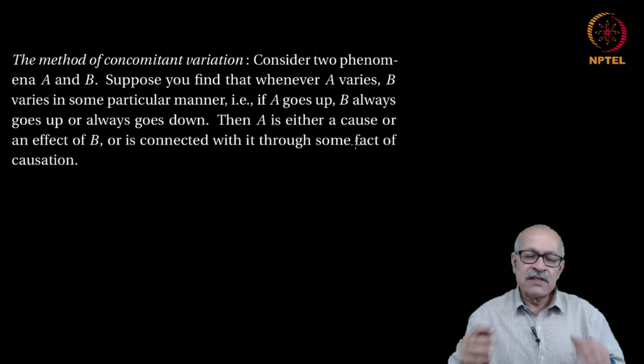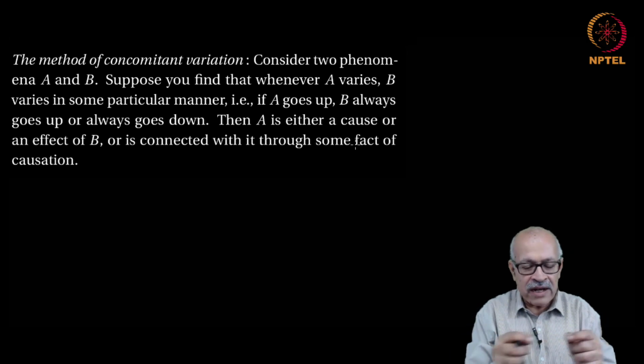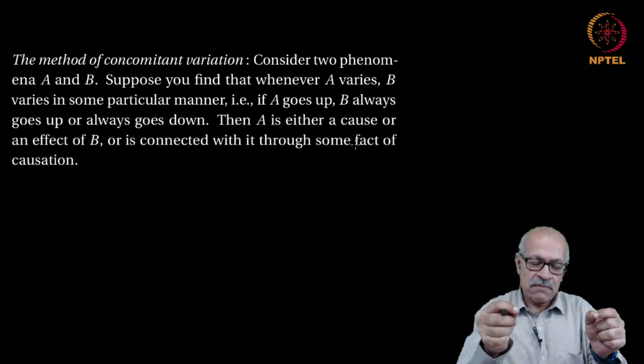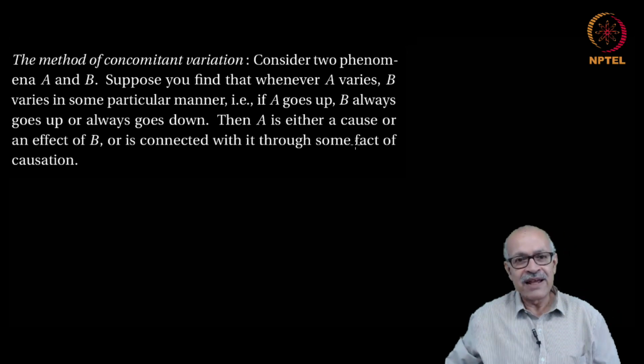So, here you have a situation where all the time you are considering the causal connection between two things A and B. If whenever A goes up, B always goes up, or whenever A goes up, B always goes down, then you can say that such a connection exists.